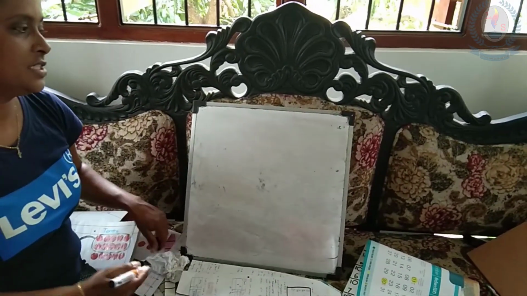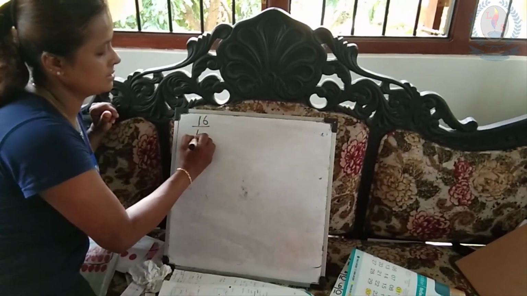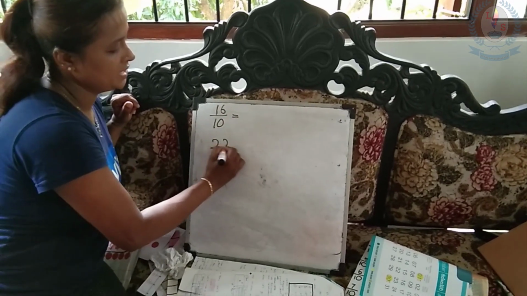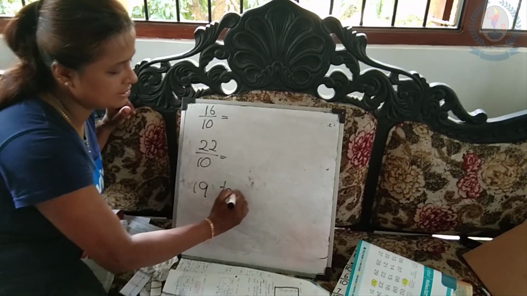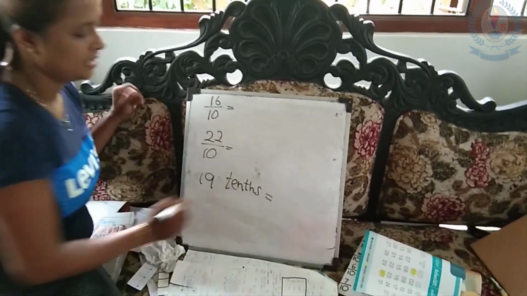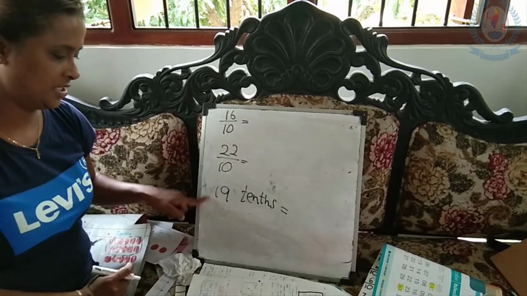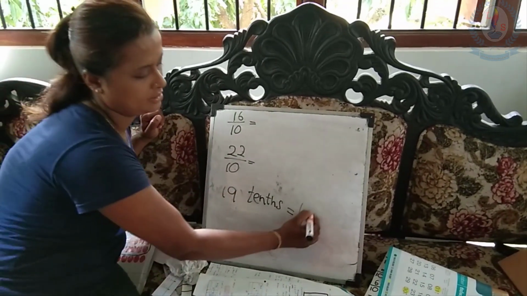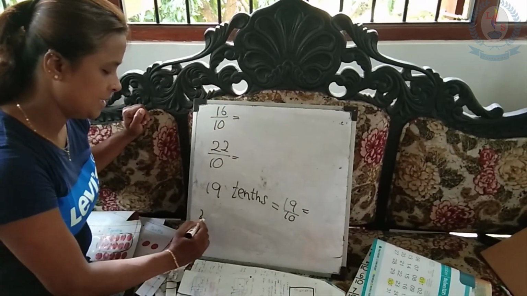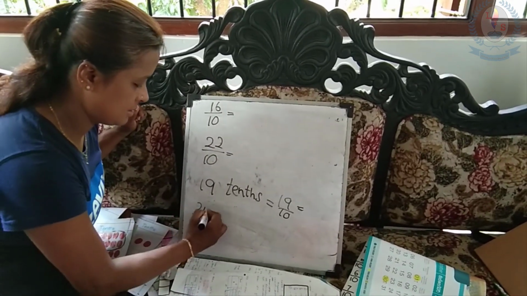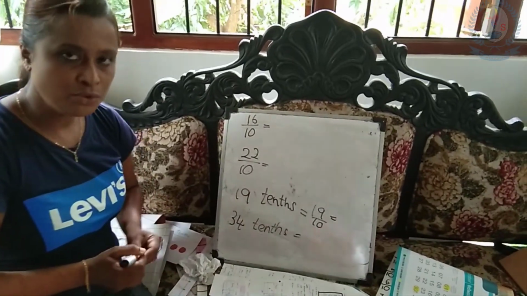Now I will give you some improper fractions. You try to do it alone. 16 tens. 22 tens. 19 tens. This is the same; you can write this as a fraction, 19 tens. Now you can write it as a decimal. Okay. 34 tens. Try to do this alone.